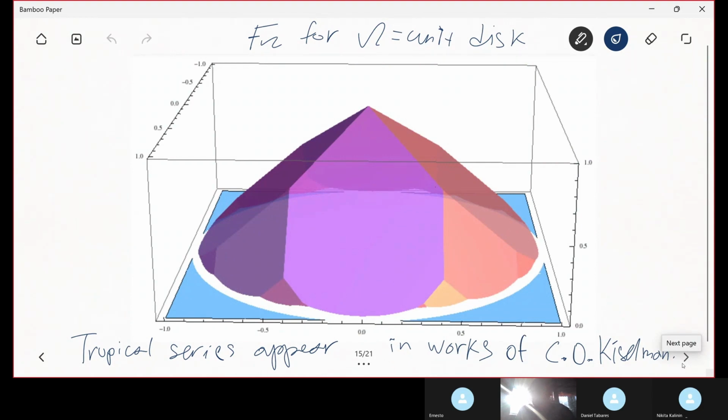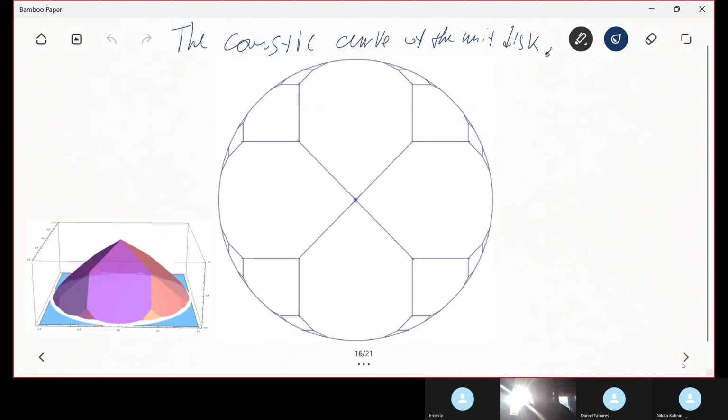And by the way, I wanted to mention that tropical series appear in works of Kisselman. And yeah, in the study, I think, of pluri-subharmonic functions. And this is the series, and this is how the curve looks like. So this is the caustic curve of the unit disk. And I love it so much, this shape. So it makes me proud of what we did.